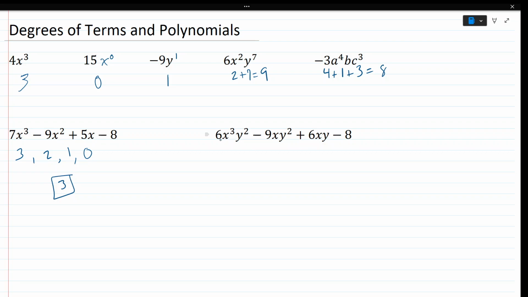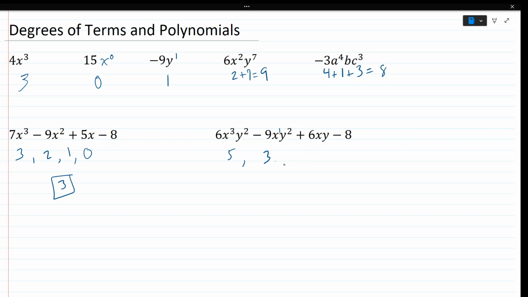Now for the last example, if you have 6x cubed y squared minus 9xy squared plus 6xy minus 8, then again, to find the degree of the polynomial, you find the degree of each term. So for that 6x cubed y squared, that would be 3 plus 2, so that would be 5. The degree of that 9xy squared, again, that would be x to the first, so that would be 1 plus 2, so that would be 3.